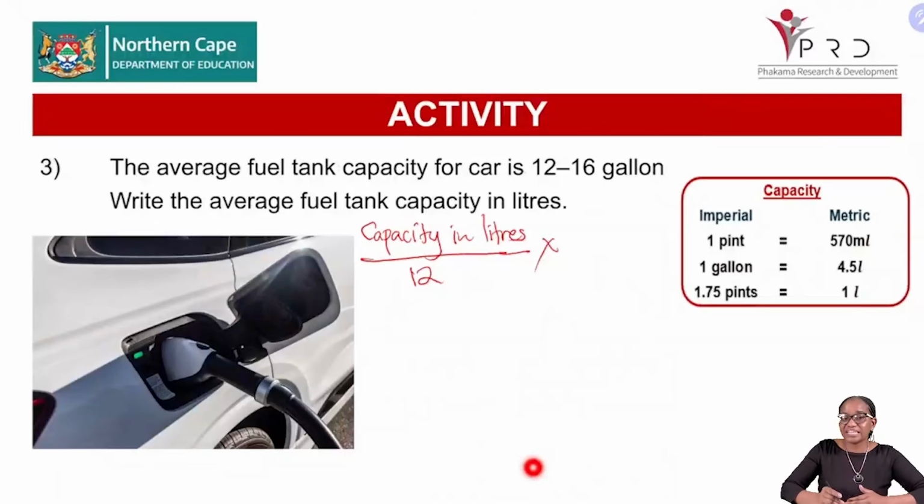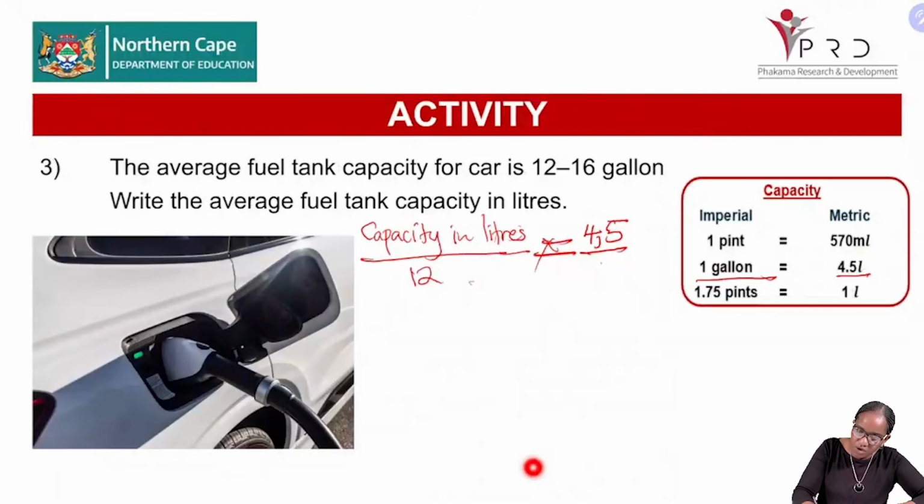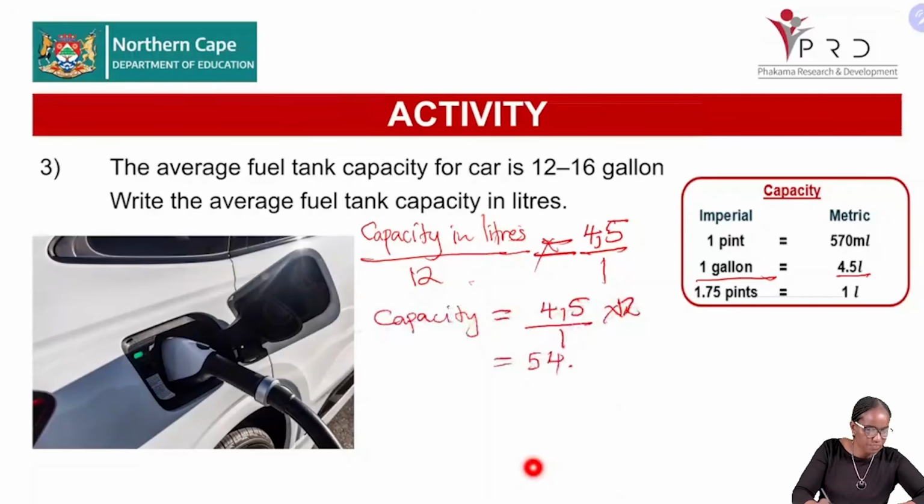Then now we're converting gallons to liters. Our conversion factor, looking at our fraction there, it's liters over gallons. So what is a liter here? 4.5 liters is equal to 1 gallon. So we have 4.5 over 1 gallon. Do the multiplication. So your capacity will be 4.5 over 1 times 12. Then that gives you 54. Right.